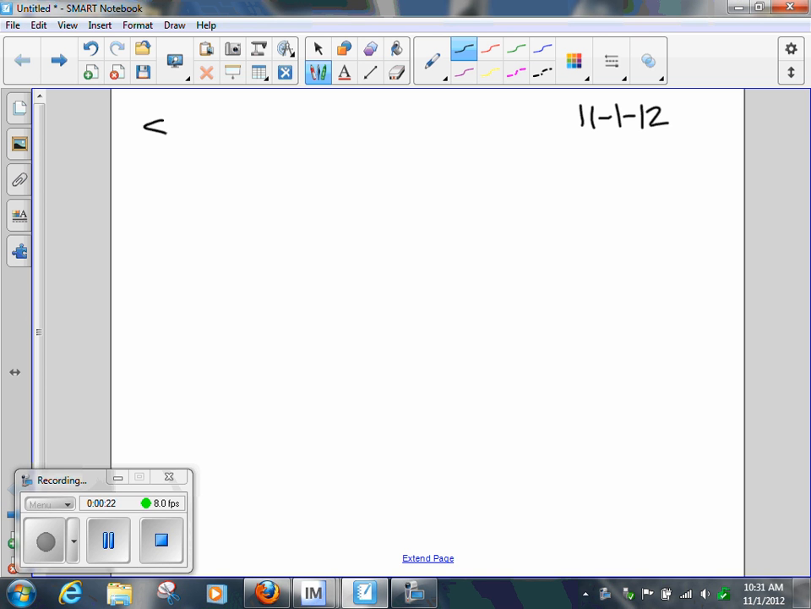Section 2.1. Because we like to go in order in Algebra 2 class, we just left Chapter 11 to come back to Chapter 2. Section 2.1, folks, has to do with relations and functions.